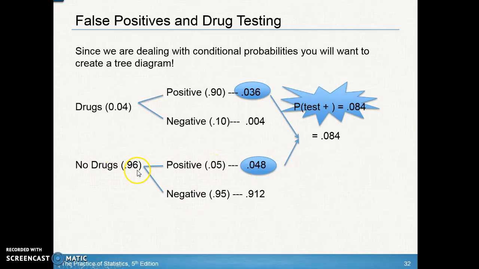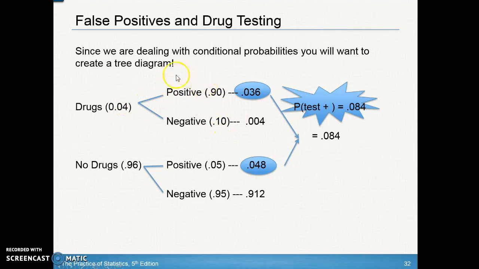Therefore, that means if you didn't take drugs, you're going to get a negative 95% of the time, since these two have to add up to 100%. We also know we are going to get a false negative 10% of the time. That means they did take drugs, so think about that condition. They did take drugs, but it came out to be a false negative 10% of the time.